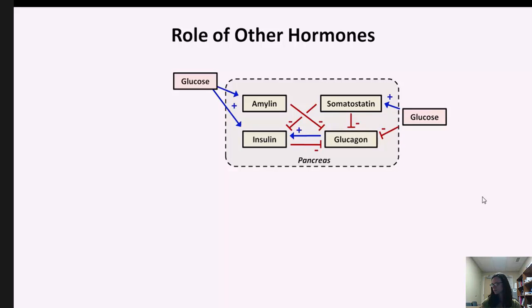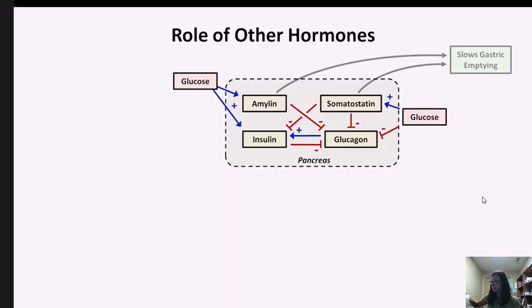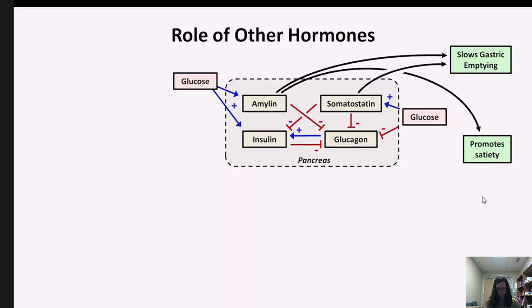In addition to the regulatory role within the pancreas, amylin and somatostatin have other interesting actions. For example, both slow down gastric emptying and slow down gut motility in general. This helps to blunt postprandial hyperglycemia. In addition, amylin promotes the sensation of satiety in the brain.